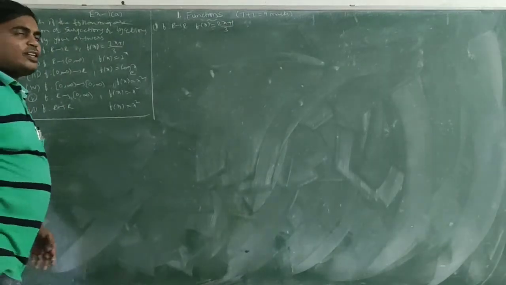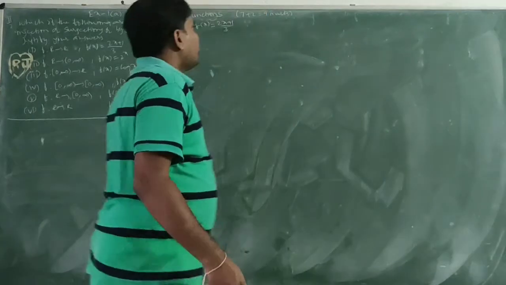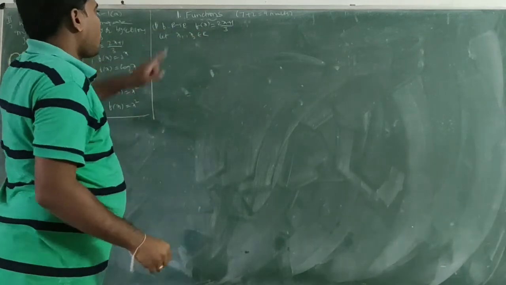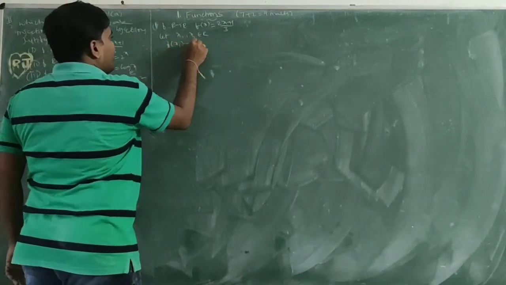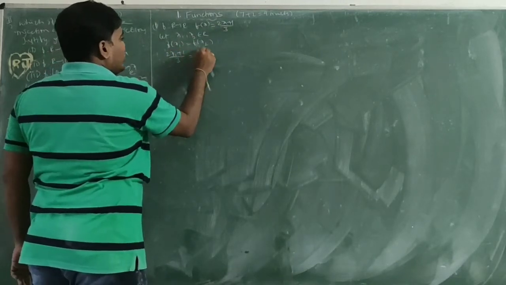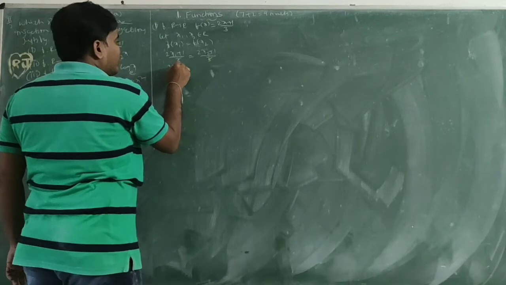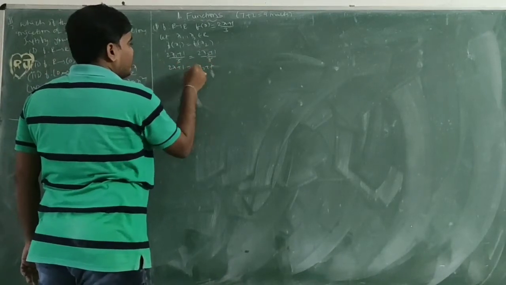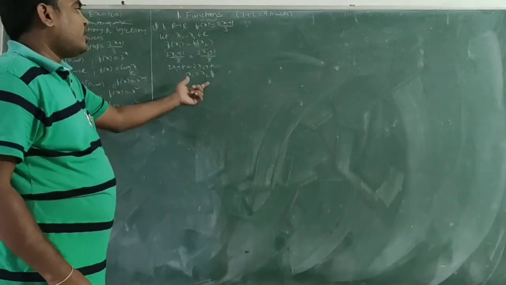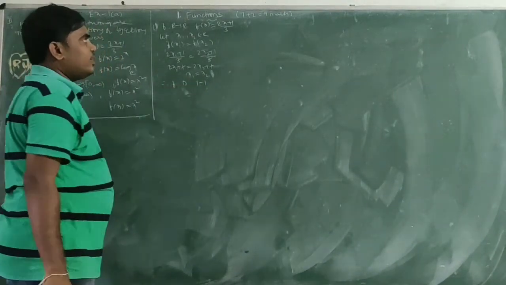So we have the definition for a one-one function: if f of x1 equals f of x2, then x1 equals x2. So let x1, x2 belong to this domain, and f of x1 equals f of x2. So (2x1 plus 1) by 3 equals (2x2 plus 1) by 3. The 3 cancels: 2x1 plus 1 equals 2x2 plus 1. The 1 cancels, the 2 also cancels, so x1 equals x2. So if the images are equal, then the pre-images are also equal. Therefore f is one-one.